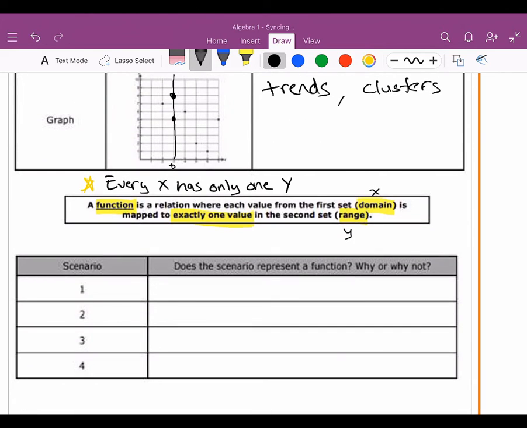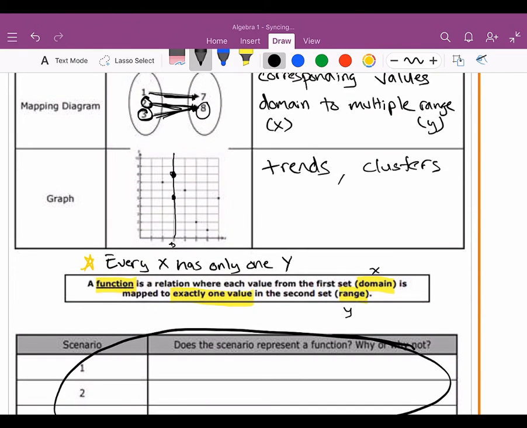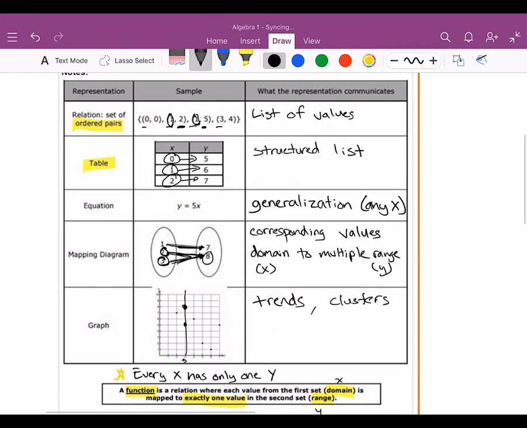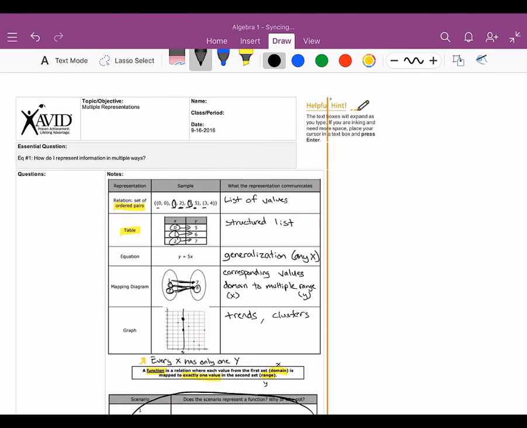And this last part here, you would have to do the assignment in class to get this, but we'll stop there with these notes. So we talked about the main multiple representations, these 5 different ways, and if it's a function, if every x has only one y. That would be it for Unit 2, Section 1, Multiple Representations.